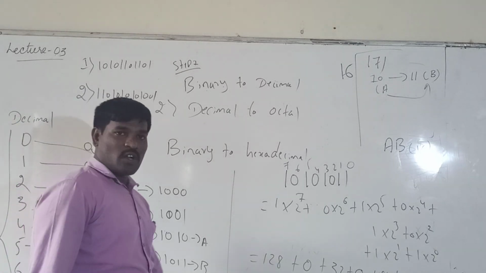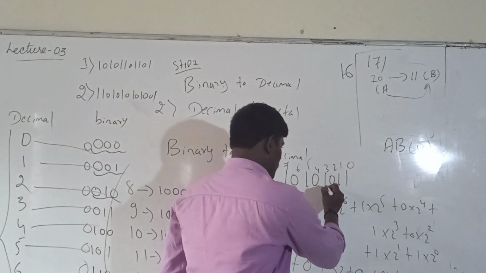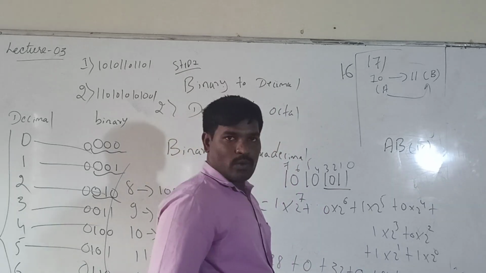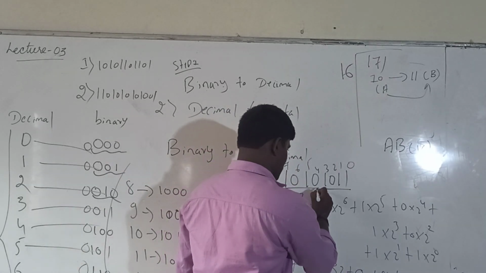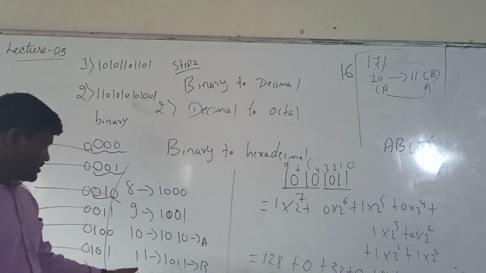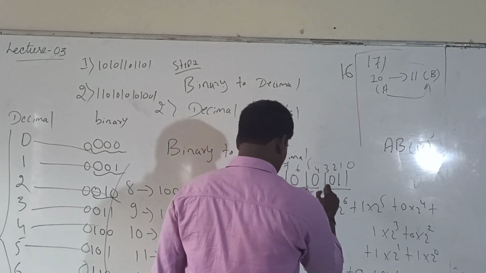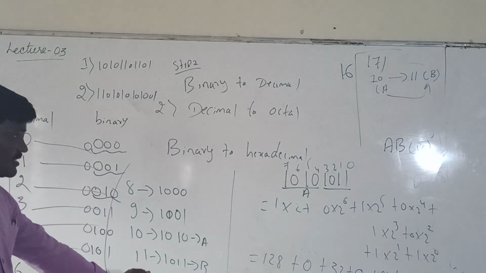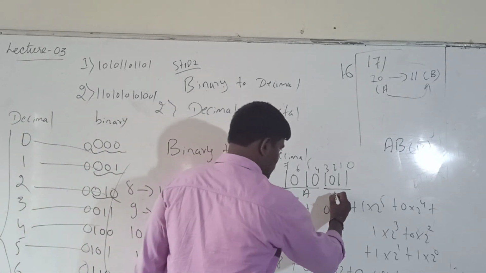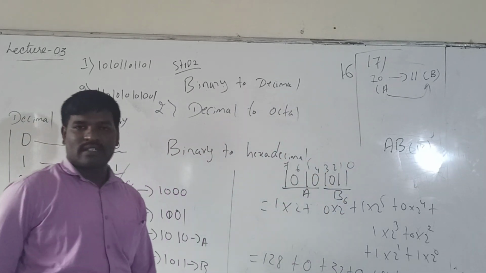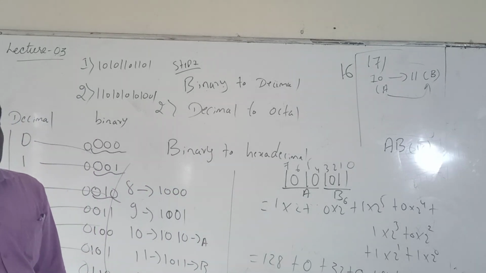See here, the shortcut method: you can make 4-digit groups. 1011 is one group. 1010 is another group. See here the chart: 1010 is A, and 1011 is B. Then your answer is correct.